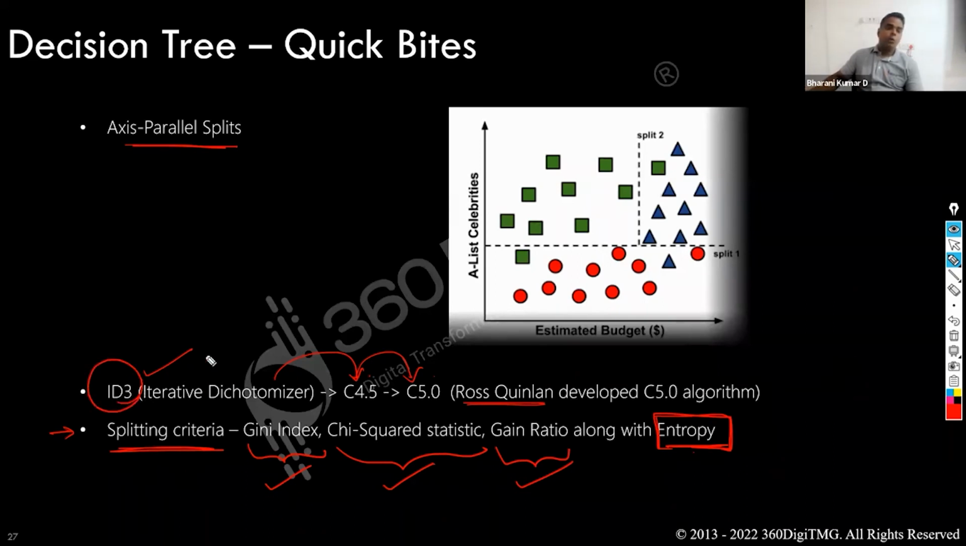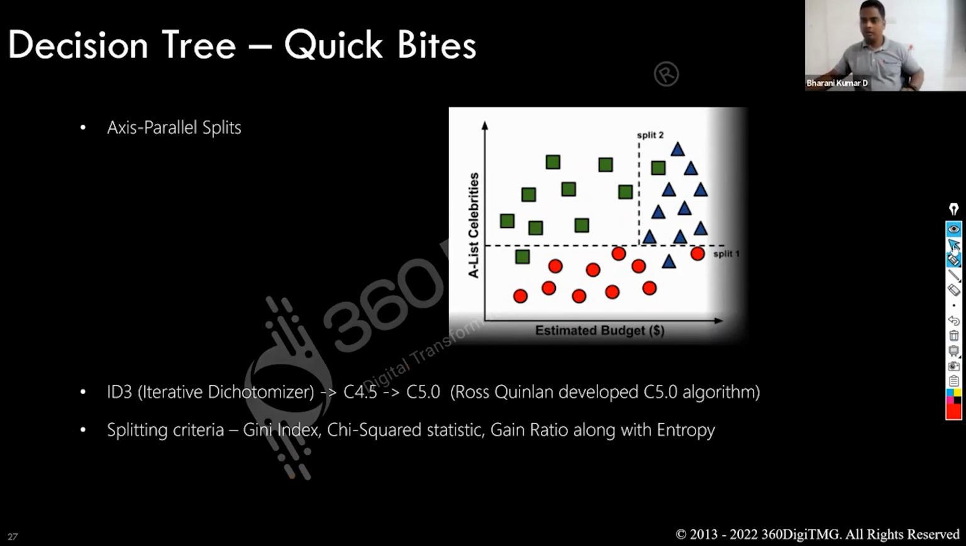The old decision tree algorithm name was ID3. Then they named it C4.5 and they put some additional information. They enhanced the algorithm. Now the current algorithm is C5.0. These are different versions, like you have iPhone 12, 13, 14 coming up on September 7th. Okay.